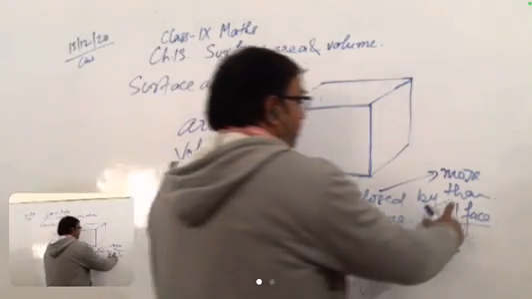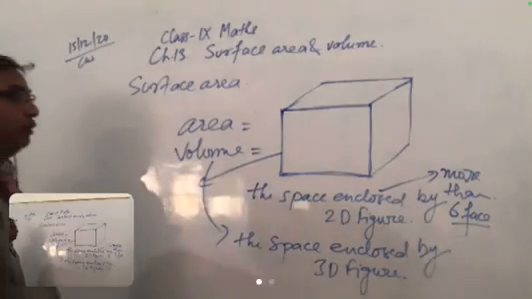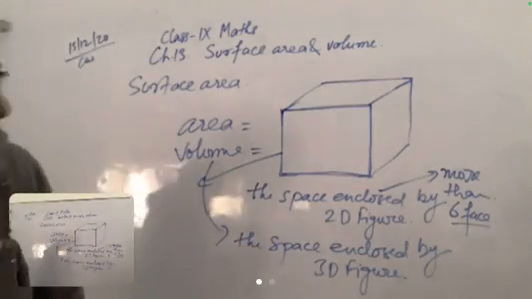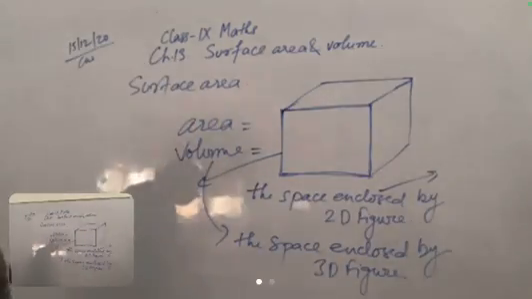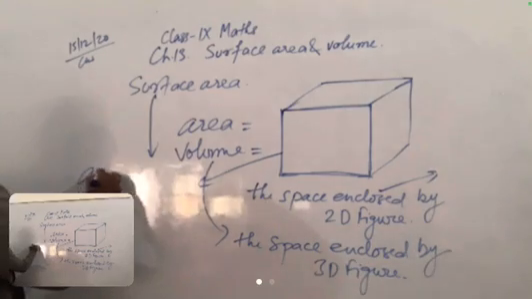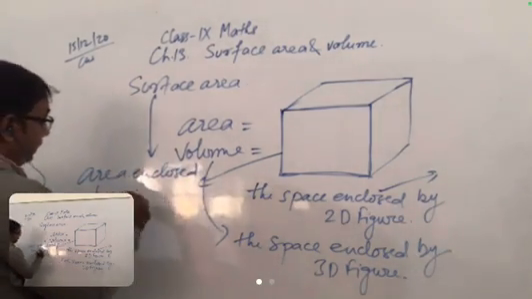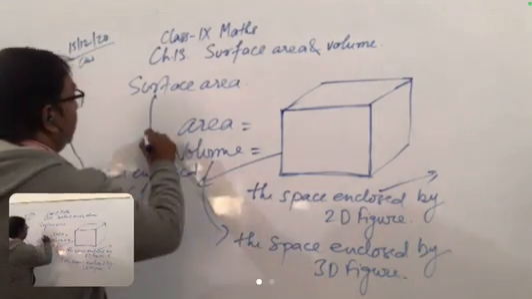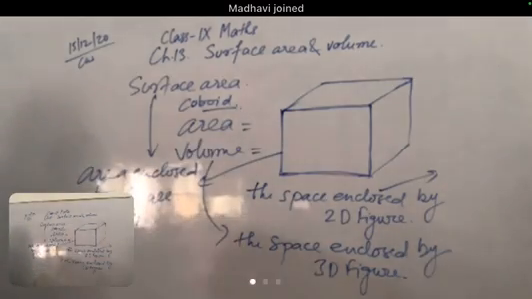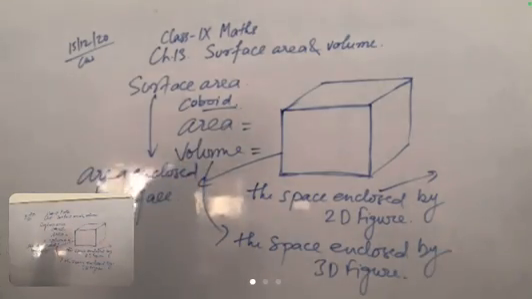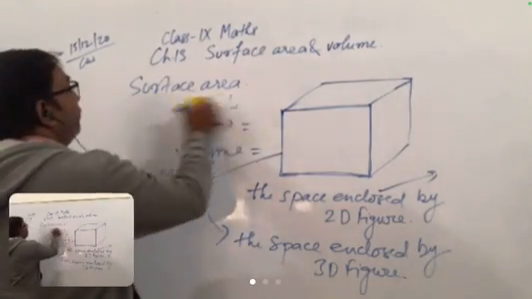If we are talking about a cuboid, then the surface area is basically the area enclosed by the 6 faces. If it is a cuboid, clear? Now the difference is clear. Now let us see the formula.